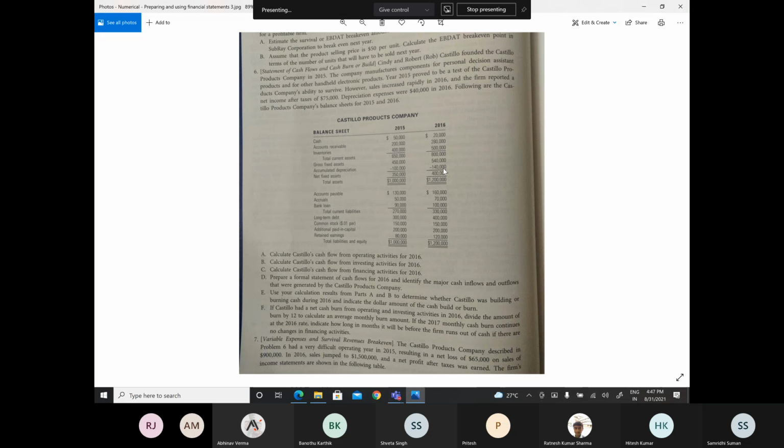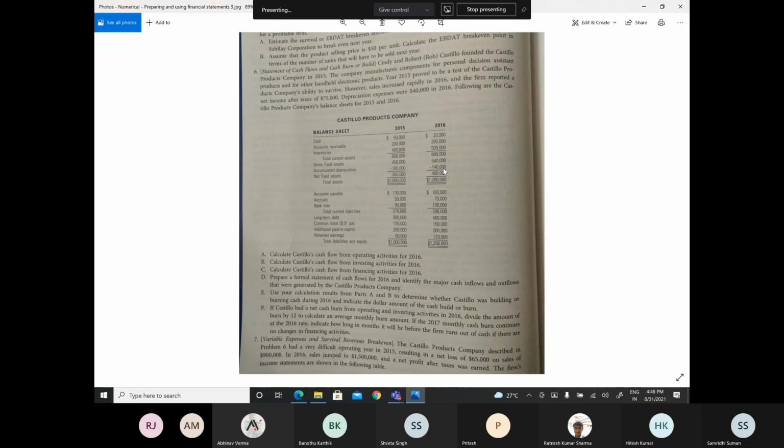which gives us a total current assets of $650,000 in 2015 and $800,000 in 2016. The gross fixed assets in 2015 were $450,000 minus the accumulated depreciation of $100,000, which gave us the net fixed assets of $350,000. This brought the total assets amount to be $1 million. Similarly, in 2016, we had gross fixed assets of $540,000 less accumulated depreciation of $140,000, which gave us the net fixed assets of $400,000 and the total assets value of $1.2 million.